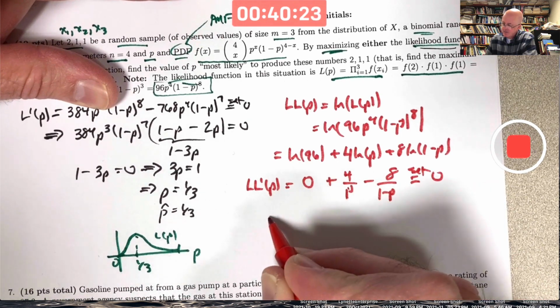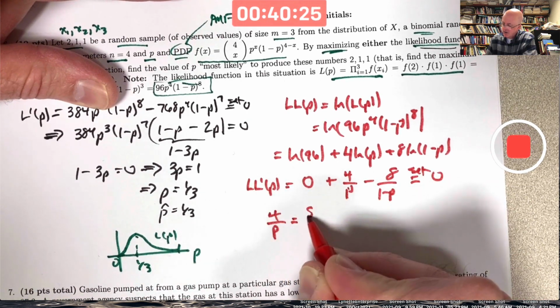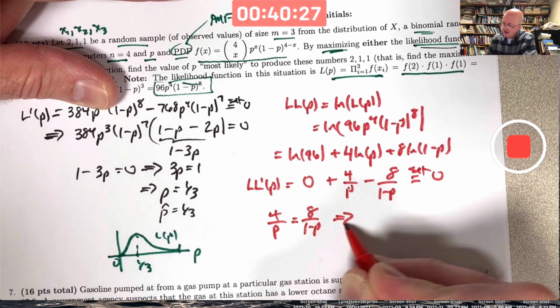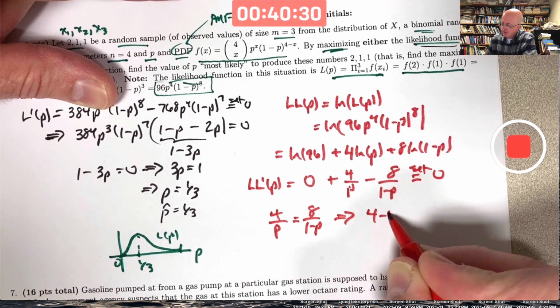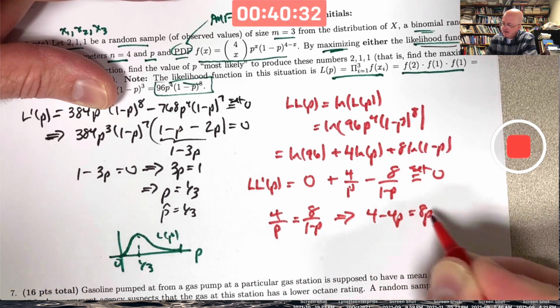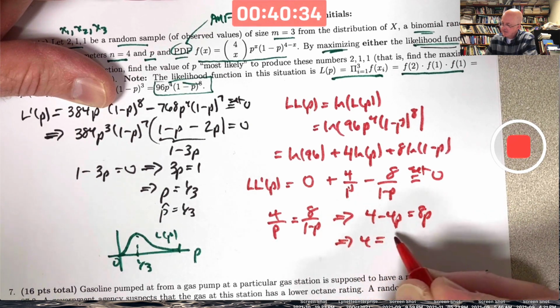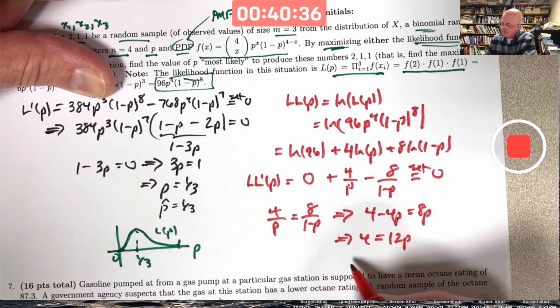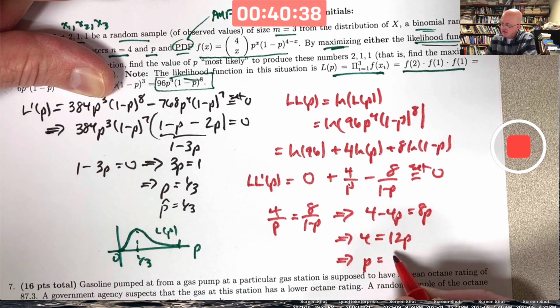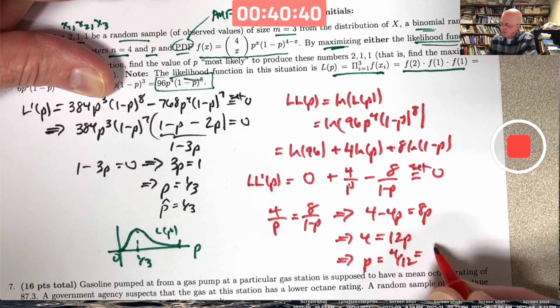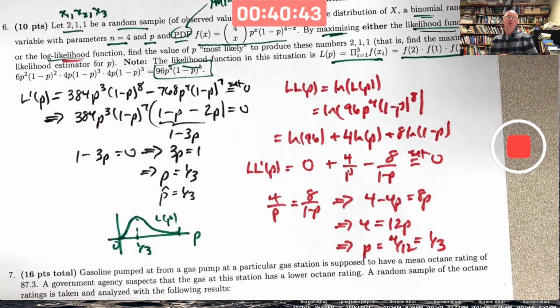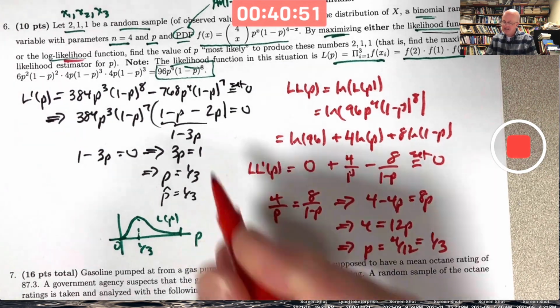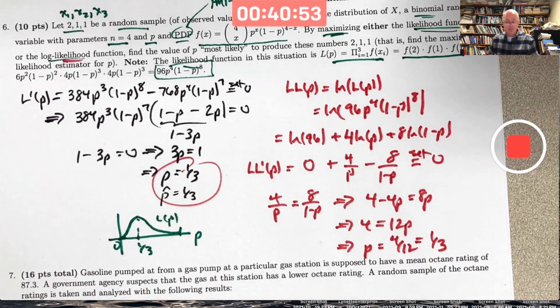Solve for p. We'll get 4 over p equals 8 over 1 minus p. Cross multiply. Gives 4 minus 4p equals 8p. Add 4p to both sides. Get 4 equals 12p. And now divide both sides by 12. p is 4/12, which of course is 1/3. We get the exact same value of p that maximizes both the likelihood function and the log likelihood function and solves the problem. Okay? So that is the answer, 1/3. And you can write it either as a p or a p hat.